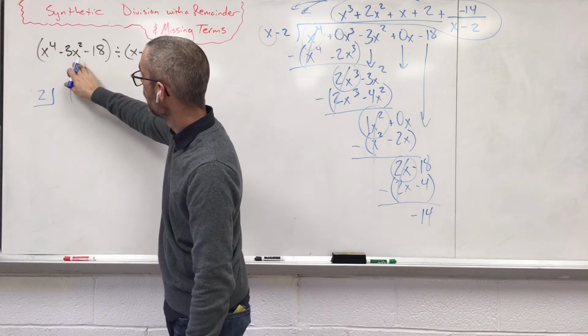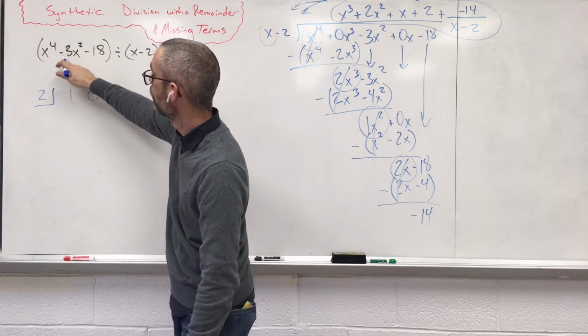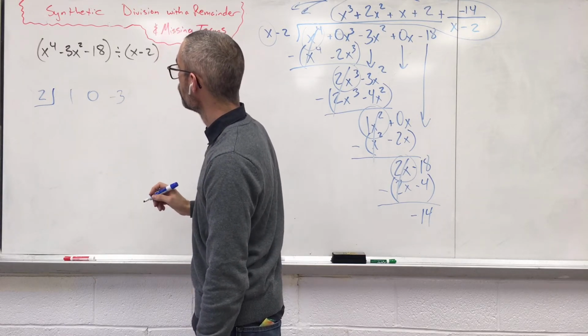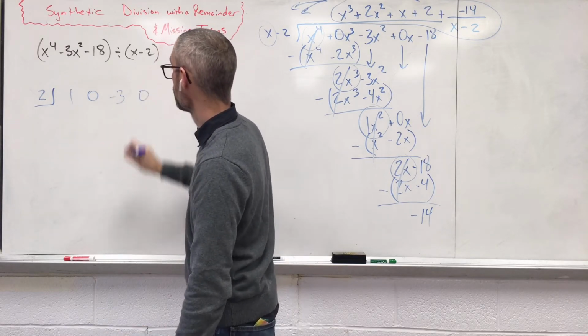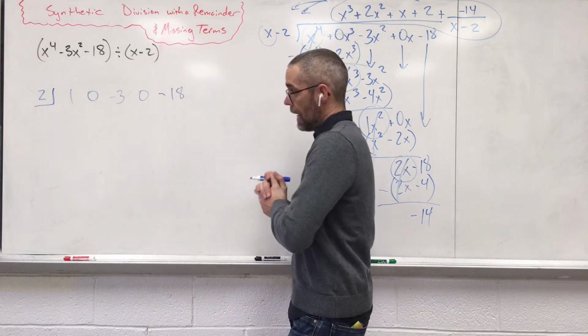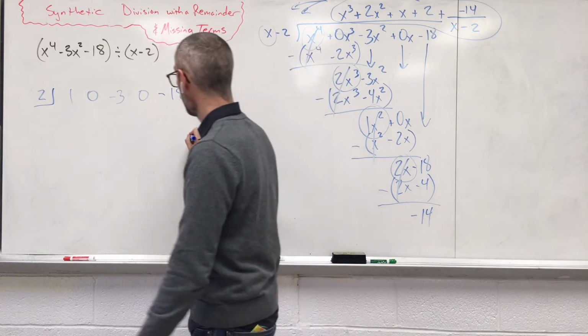Next highest exponent is exponent of 2. What coefficient do we have? We have a negative 3. We do not have an x, so we put a 0 in place. And then we have 18. All right, now our problem is set up.